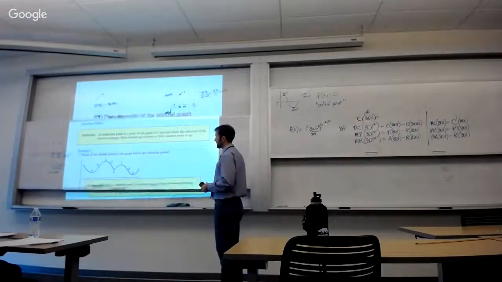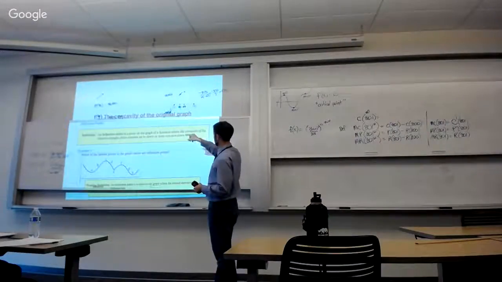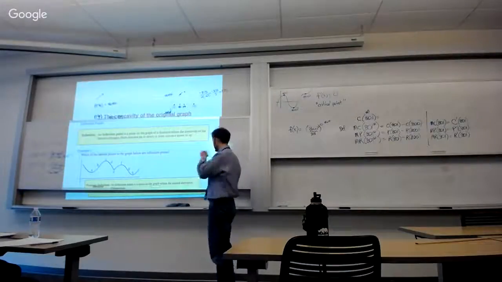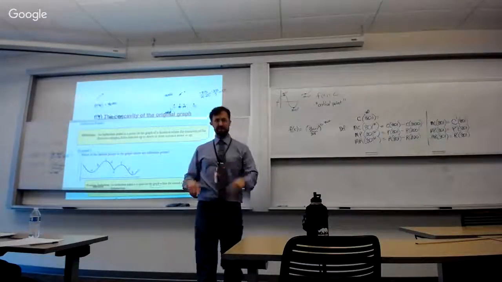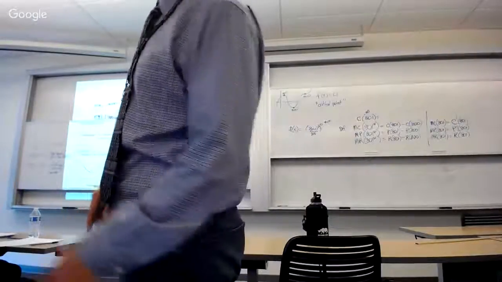So concavity of the original graph. Here's the definition of inflection point. An inflection point is a point on the graph where the concavity of the function changes from up to down or from down to up. To be fair, that definition I think is a little limited. I think an inflection point is any time the second derivative is zero.